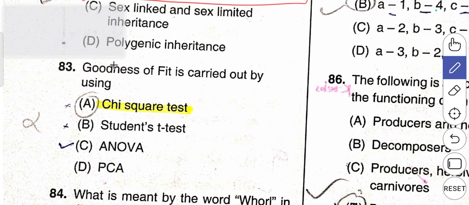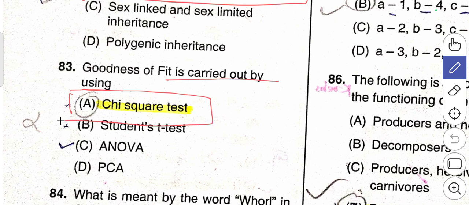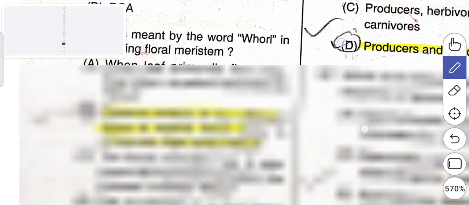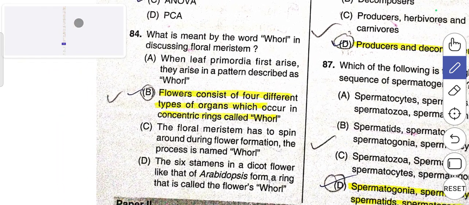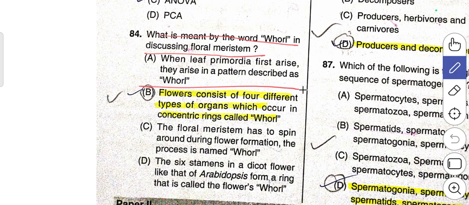Then 83. Goodness of fit is carried out using the fitness test, that is, the chi-square test. A is the right answer. Then the 84th question: what is meant by the word whorl in discussing floral meristem? Flowers consist of four different types of organs which occur in concentric rings, that is called a whorl. That is the outermost calyx, corolla, gynoecium and androecium. So B is the right answer.